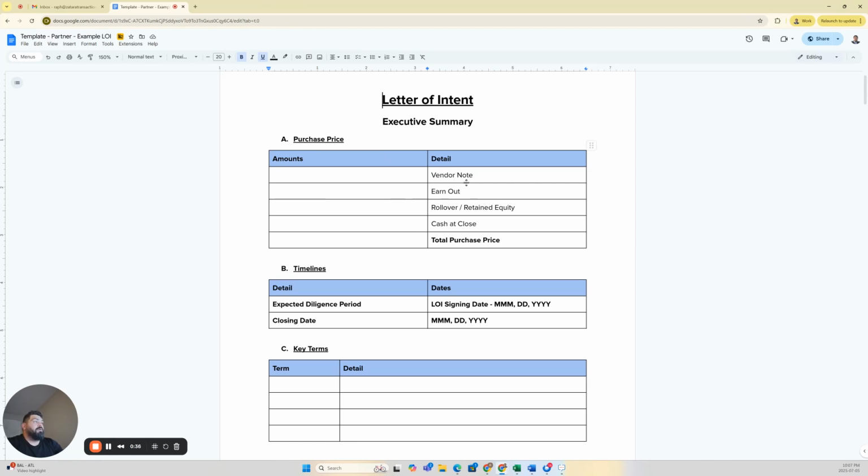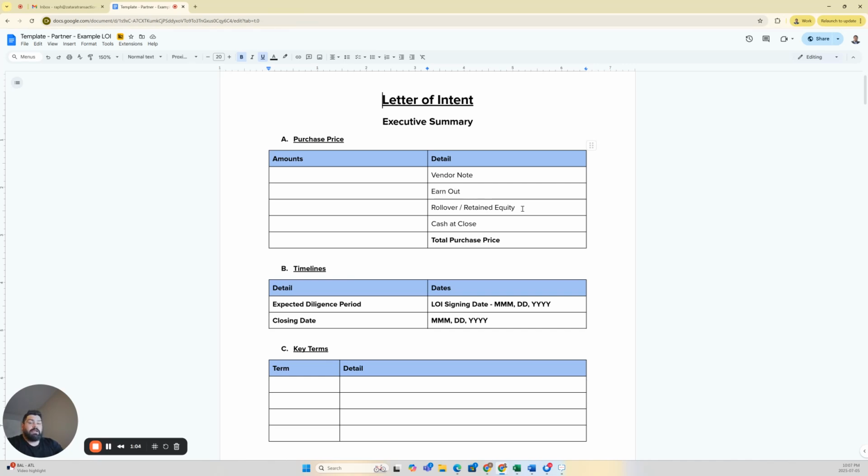A vendor note would be a loan from the vendor. So I'm going to buy your company for $1 million, but you're going to have to loan me 20% of that, and I'll pay you that 20% over the next 5 years, right? Earnout would be conditional on how the company performs after. So I'm going to pay you X, and if the company performs at Y benchmark, I'll pay you Z more every year for whatever.